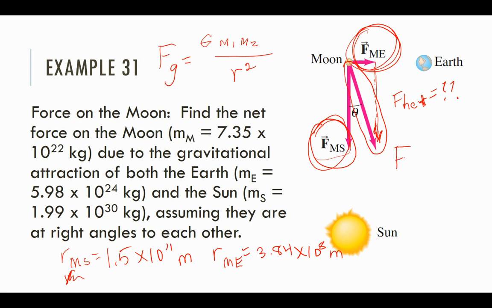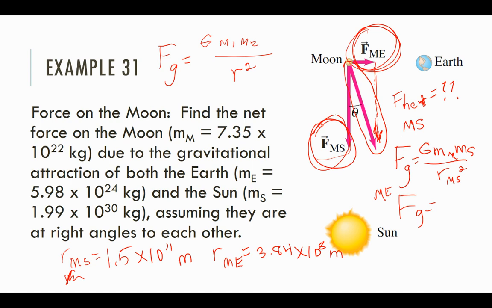You're going to solve force of gravity equals big G times, if I were specifically solving for the gravitational force between the moon and the sun, the mass of the moon and the mass of the sun, and then, of course, the radius between the moon and the sun squared on the bottom. Then I do the same thing with the force of gravity between the moon and the earth. I just replace the same values. So go ahead and solve for those.